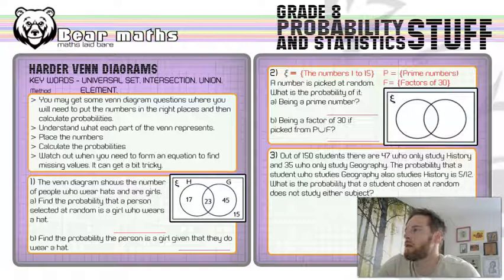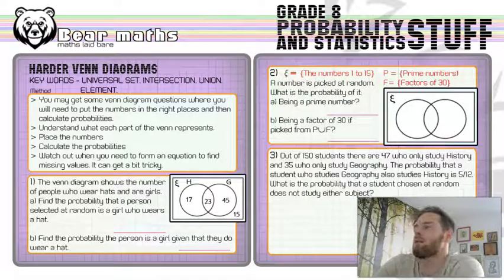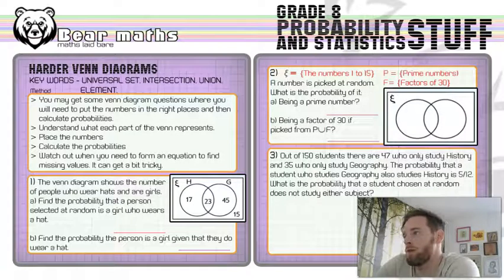So the method states you may get some Venn diagram questions where you need to put numbers in the right places and then calculate probabilities. That's kind of what you have to do. We need to understand what each part of the Venn diagram represents, which I'll go through in this video. Place the numbers in the right places, if you do have to do that. Calculate some probabilities, remembering answers are given as fractions, and watch out when you need to form equations to find missing values, because it can get a bit tricky, which is why it's kind of a grade 8 topic.